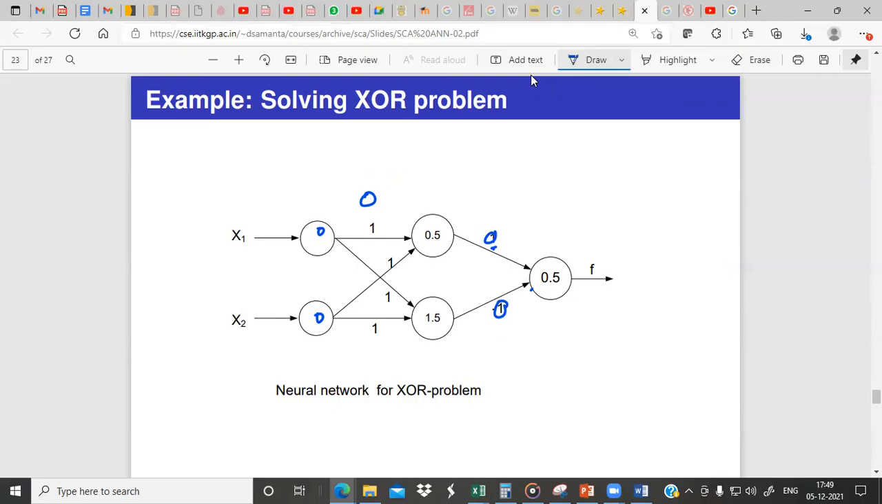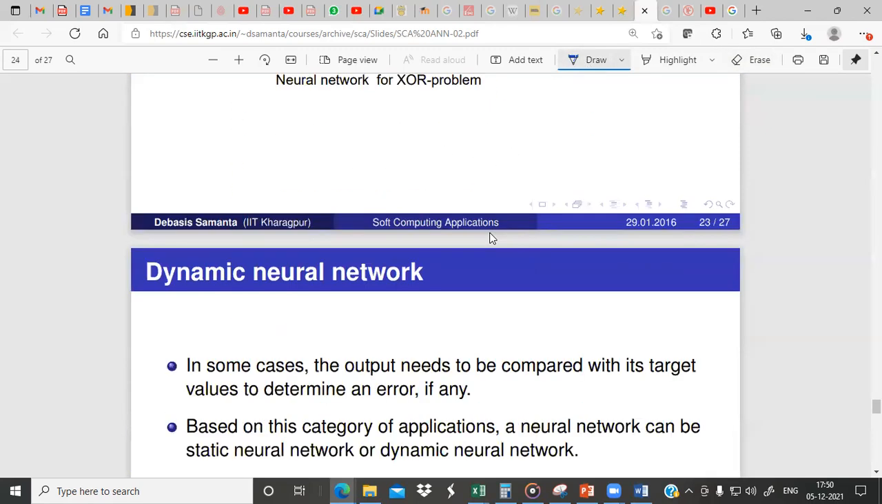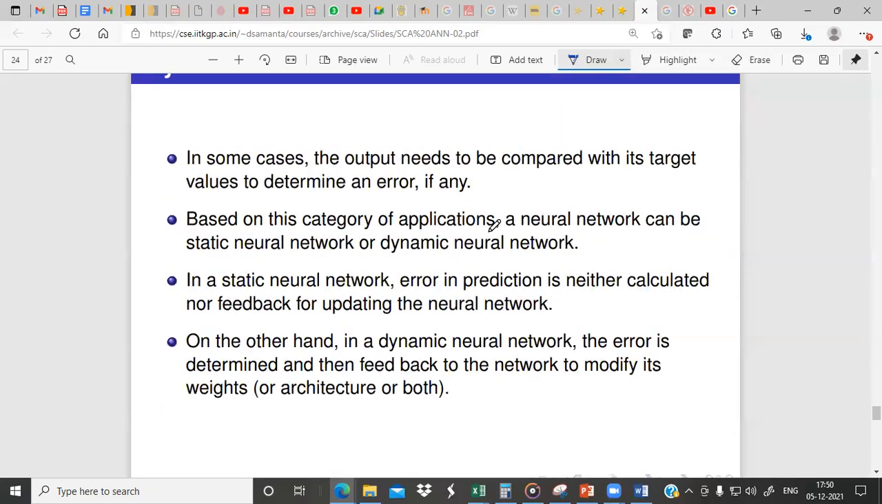Now this will trigger only if it is greater than 0.5. 0 plus 0 is 0. Is 0 greater than 0.5? No. So the output will be 0. In other cases, this is 1. Is 1 greater than 0.5? Yes. So the output becomes 1, right? So that is how the XOR gate works. To represent an XOR, we need a multi-layer feed-forward neural network, right?